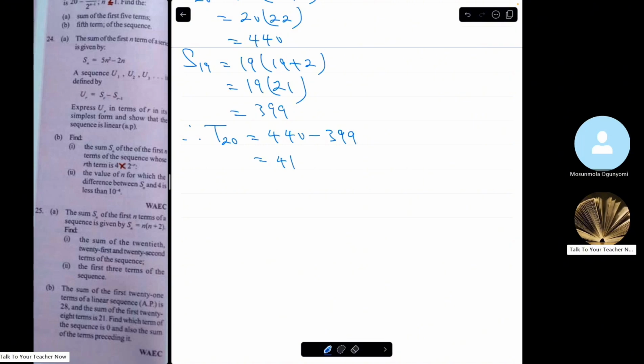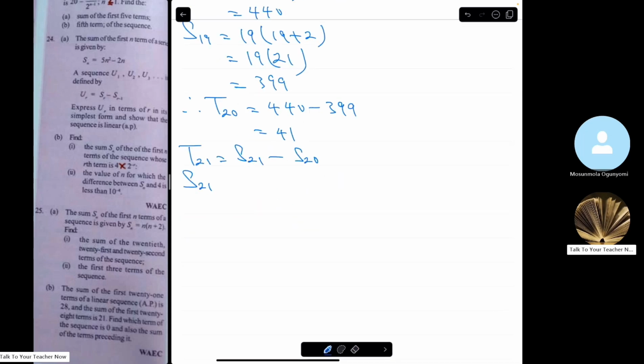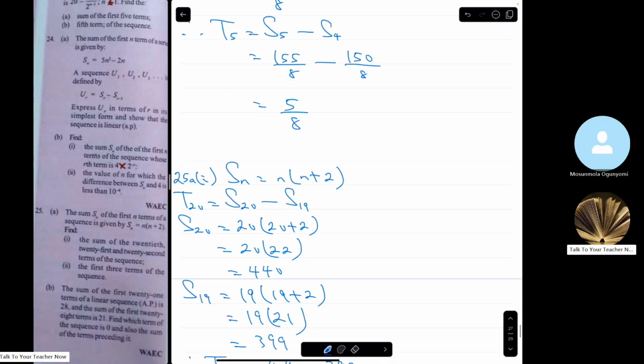So now how do we find T21? T21 is S21 minus S20. Thank God we already know S20. So it's just S21 that we're going to find. S21 will be n into bracket n plus 2.